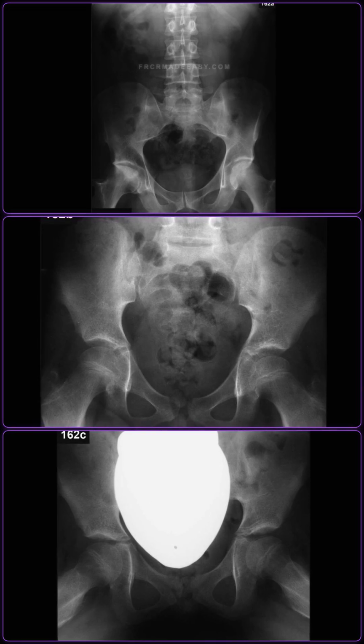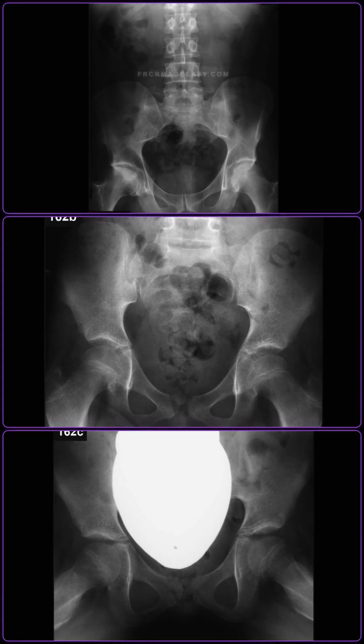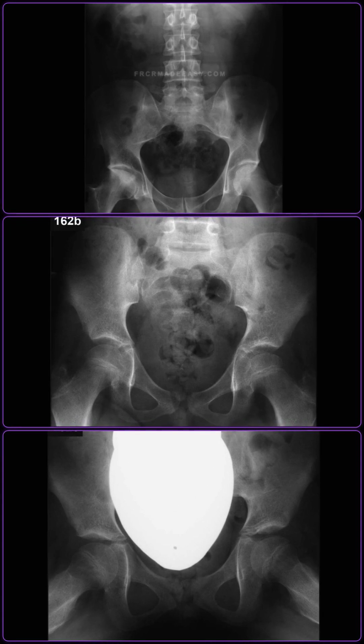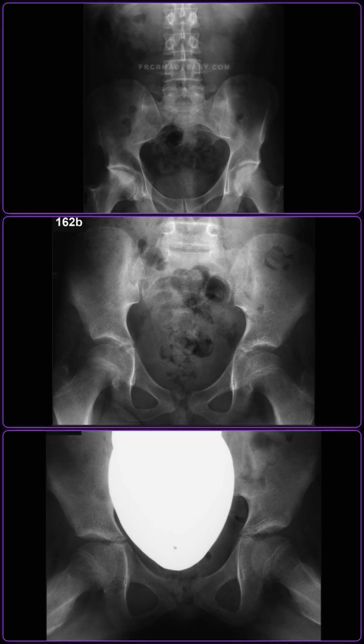I would promptly communicate the findings of avascular necrosis and sacroiliac fusion to the referring rheumatology and orthopedics teams. Finally, I would suggest advising the patient on protected weight bearing and referring for joint preservation or eventual total hip arthroplasty.